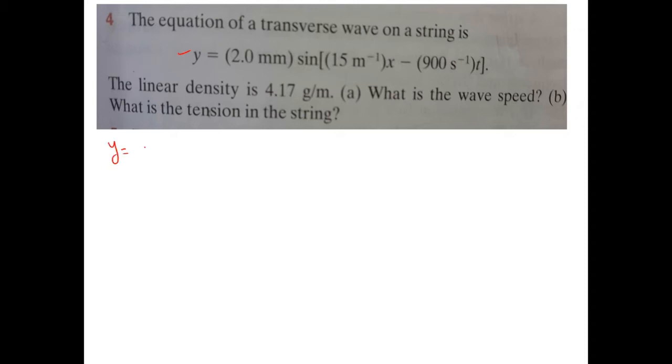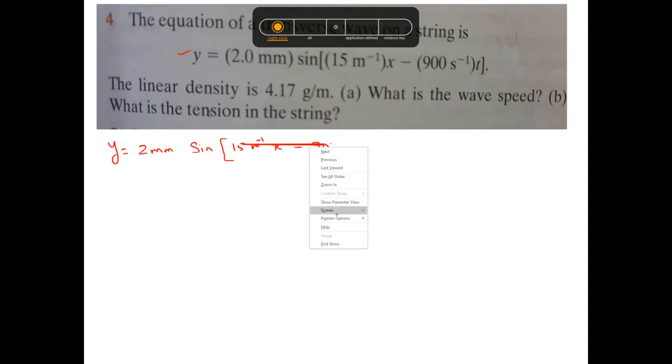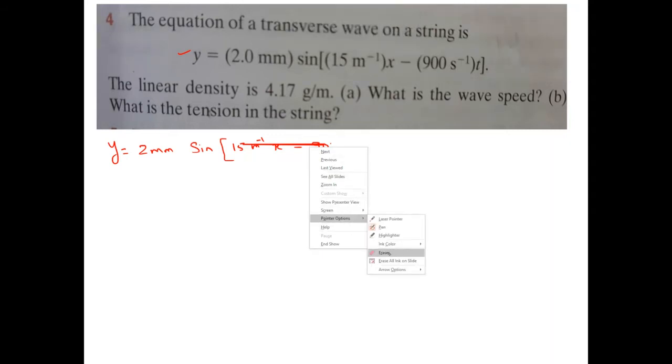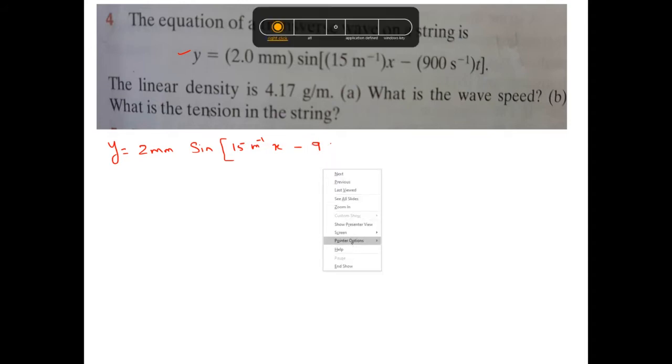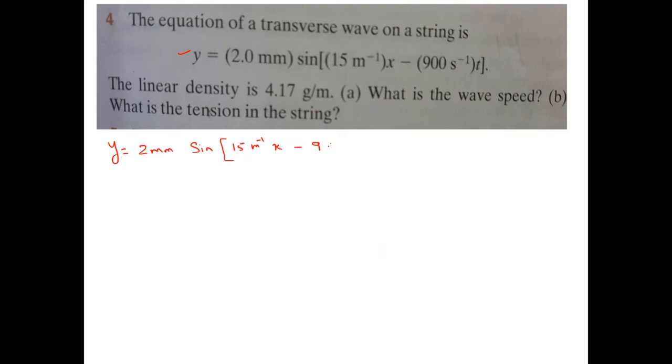Given y is equal to 2 millimeter multiplied by sine of 15 per meter multiplied by x minus 900 per second multiplied by t. This is the wave equation.